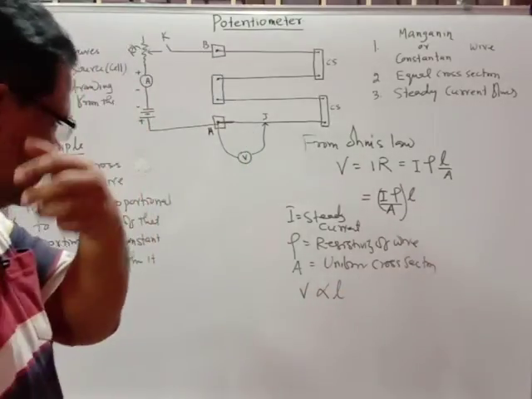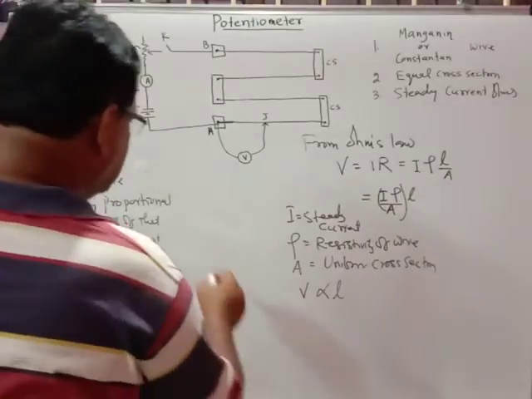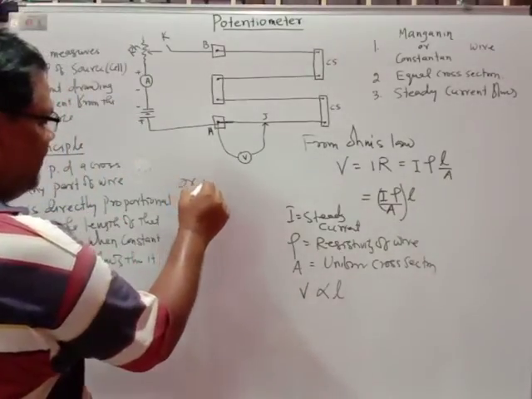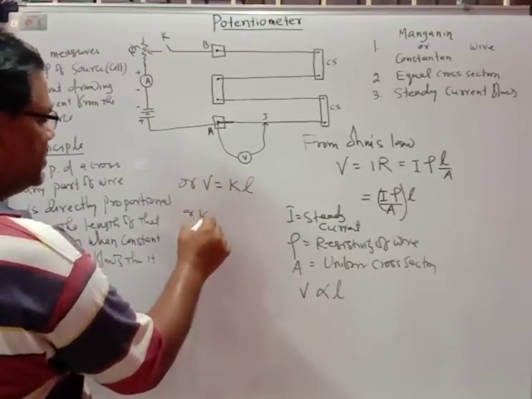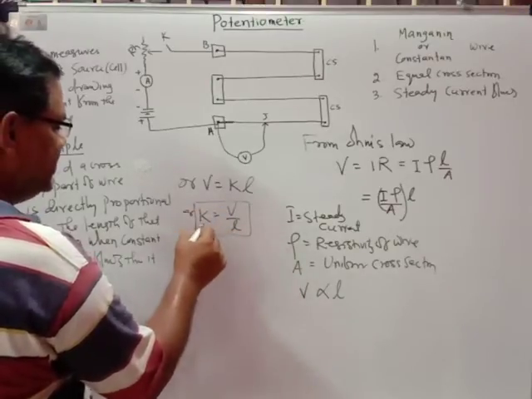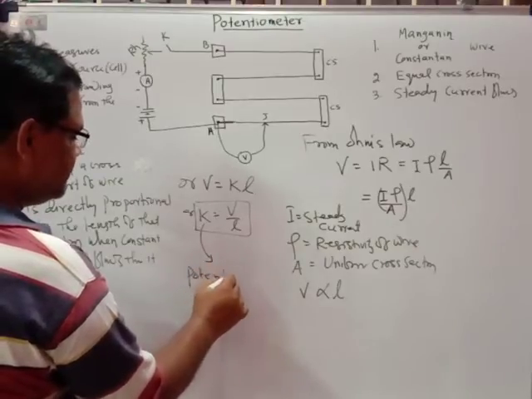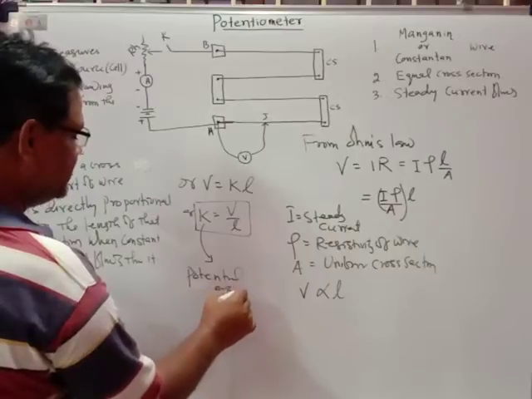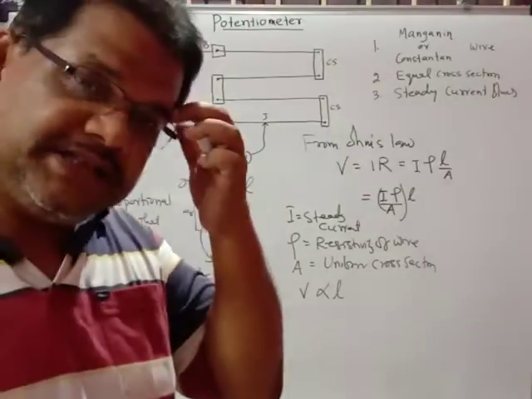V is directly proportional to L, which means the potential difference between any two points is directly proportional to the length. Here you can write V equals K into L, or K equals V upon L, and this K is called the potential gradient.